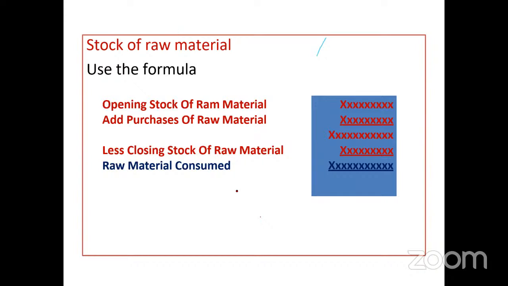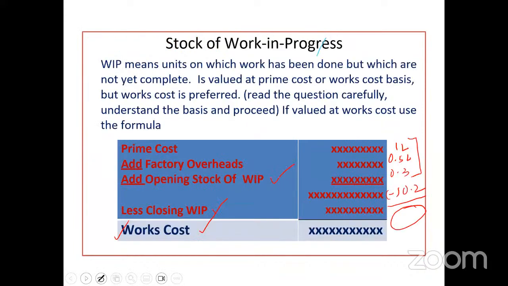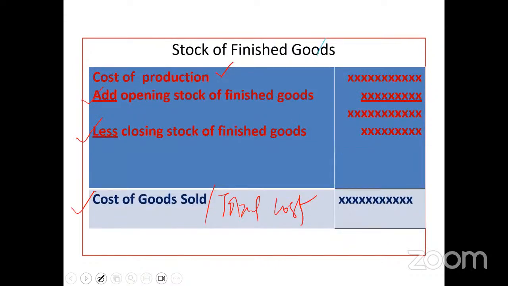So did you understand how to deal with this raw material? When opening stock and closing stock of raw material is there, opening stock and closing stock of WIP is there, opening stock and closing stock of finished goods is there. In order to calculate the raw material consumed, we have to deal with the opening stock of material as well as closing stock of material. Then, in order to compute this works cost, we have to add the factory overhead with prime cost. Then we have to add opening stock of WIP, deduct closing stock of WIP in order to get the works cost or factory cost.